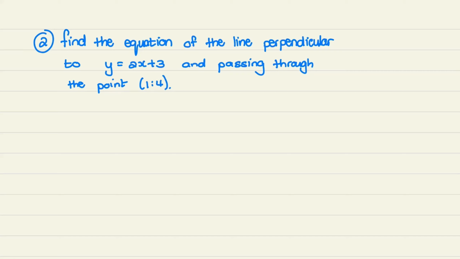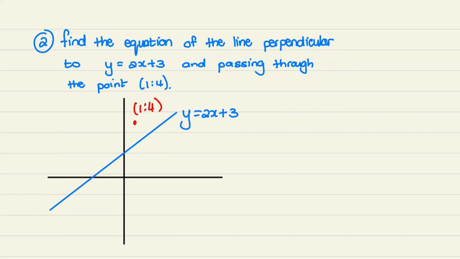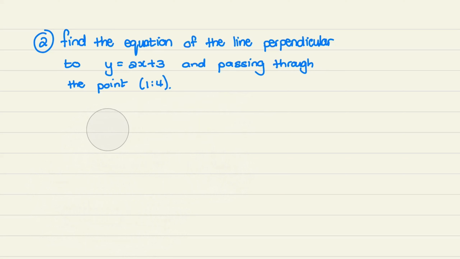In our second example, we want to find the equation of a line which is perpendicular to y = 2x + 3 and passing through the point (1, 4). So what it means graphically, we are given an equation of a line which is y = 2x + 3, and we want to find the equation of a line that runs through (1, 4) and it intersects the other line at 90 degrees. And again, we can do this without a diagram.